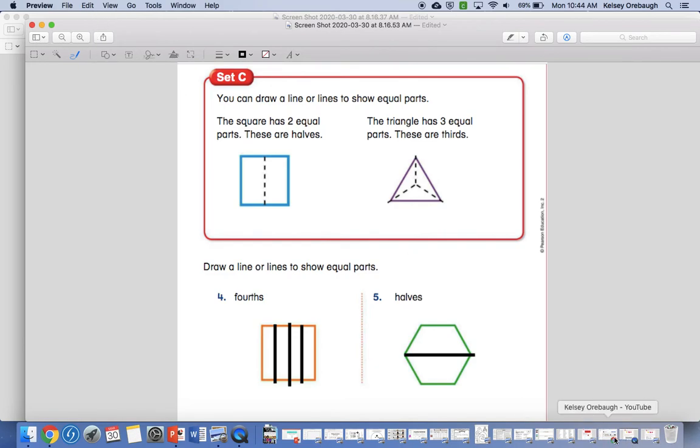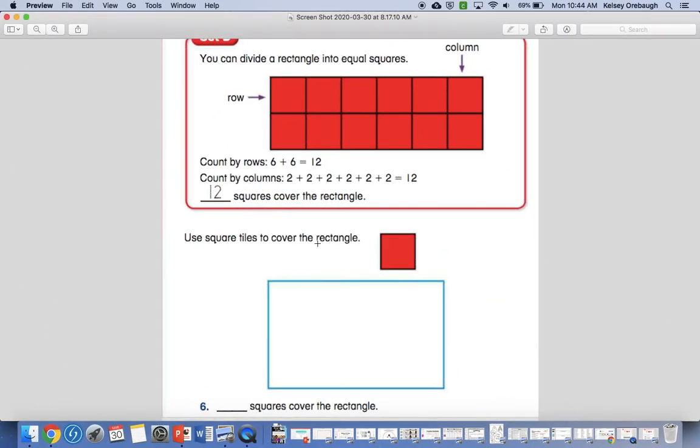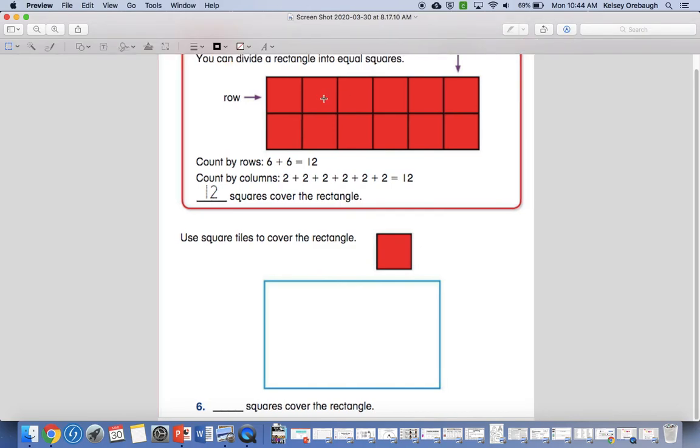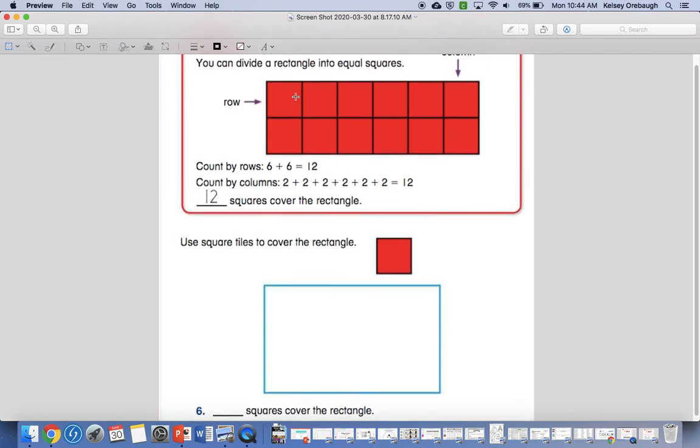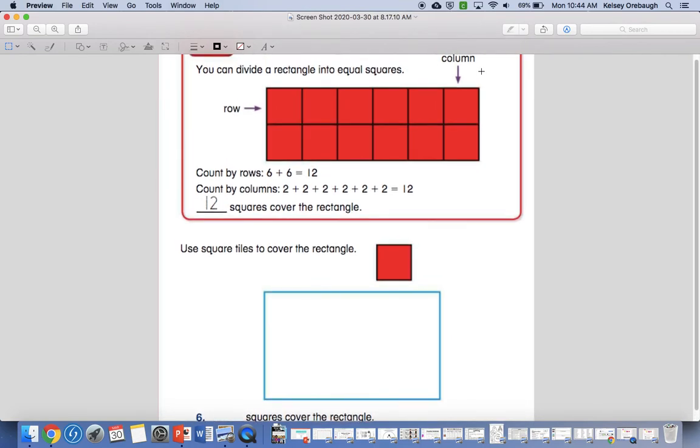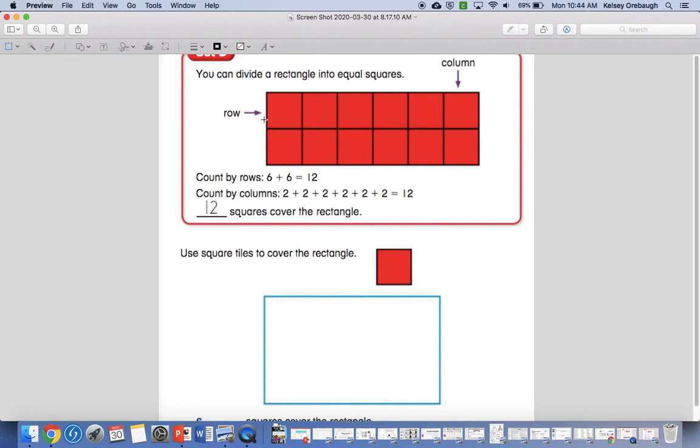And let's finally look at set D. All right. Set D says you can divide a rectangle into equal squares. Okay, so we talked about equal parts. We're dividing rectangles this time into equal squares. It got cut off a little bit up here, but we can see. If you divide across, you are making rows, and if you draw lines down, you're making columns. Columns are vertical, rows are horizontal, okay?